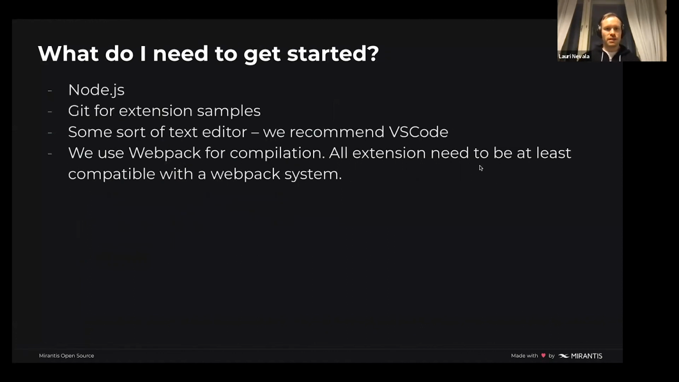So what do you need to get started? First, you need to have Node.js installed on your machine. If you are cloning our extension samples, they are found in GitHub. You need Git for that. Then you need some sort of text editor. VS Code is quite good for that. We are using Webpack to compile Lens, and it's also used to compile extensions, or those extensions need to at least be compatible with the Webpack system.